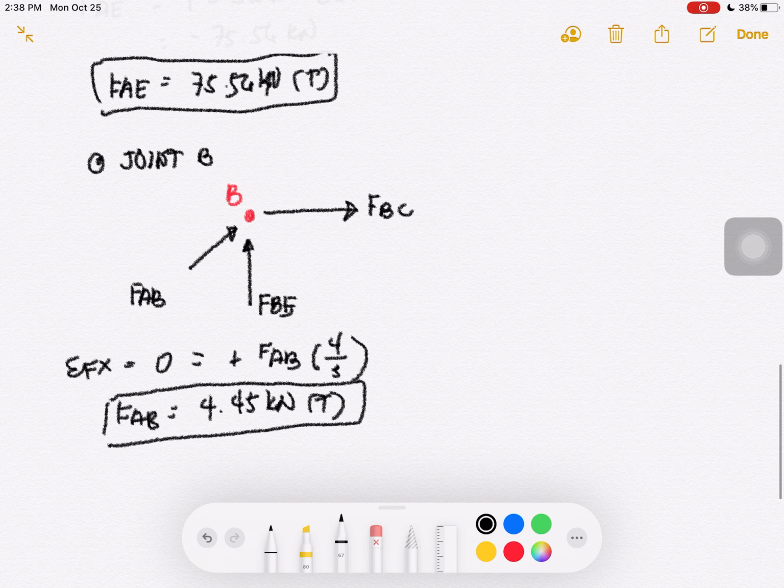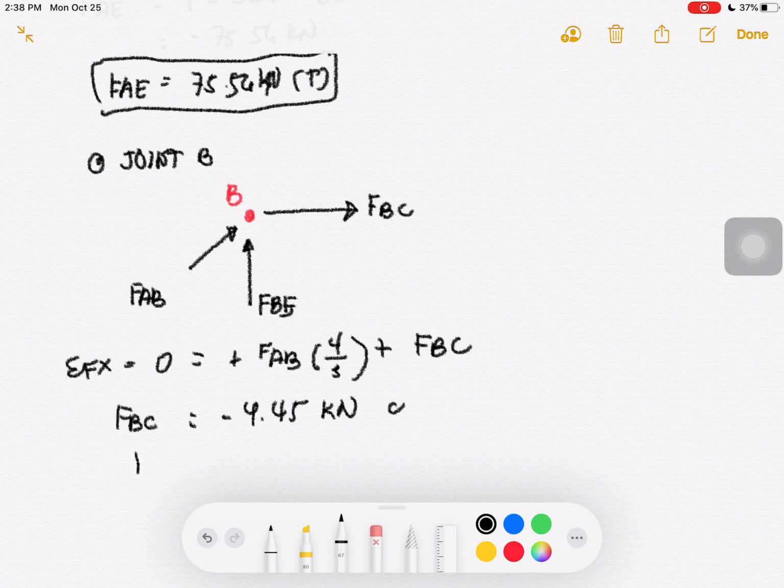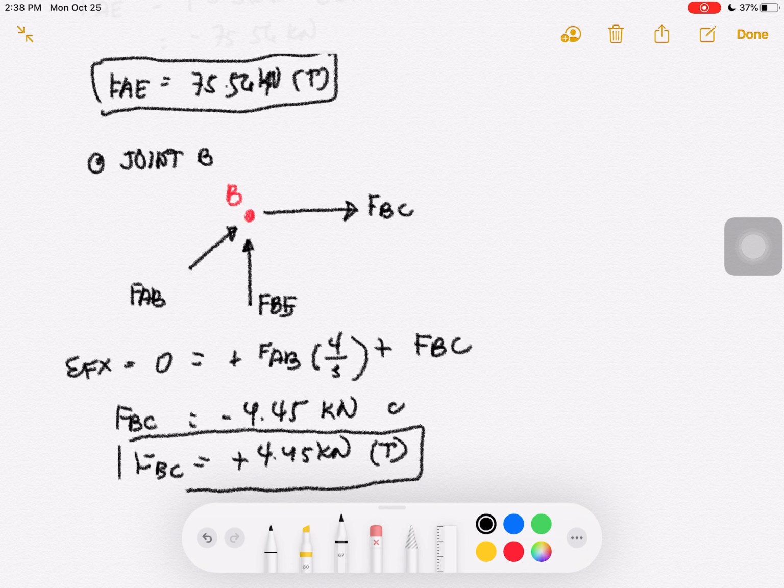Sorry, it's supposed to be FBC. Correct lang natin, wait lang. FAB, and then we have positive FBC. So you have FBC negative 4.45 in compression. So gawin mo lang siyang positive in tension. Okay?